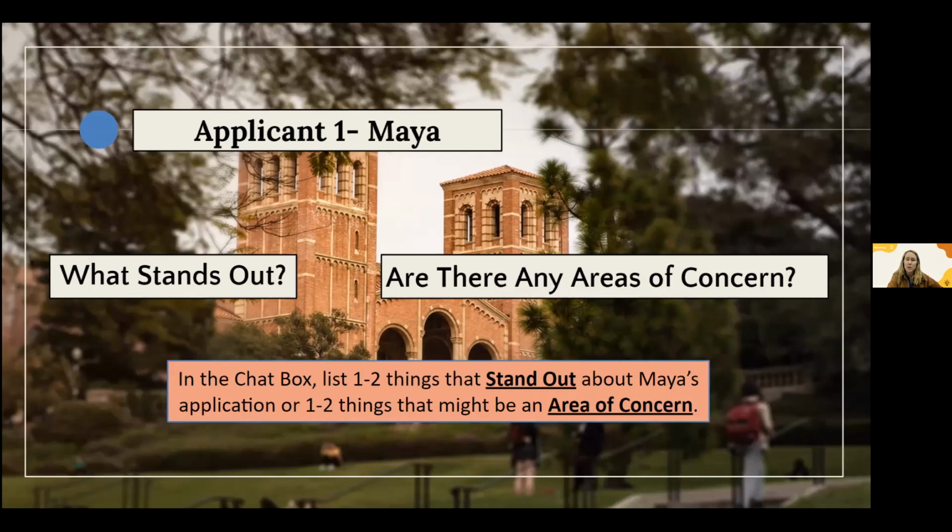Area of concern might be her GPA, so maybe on the lower end. Because again, the average GPA of a student that's admitted to this university is between a 3.6 and a 3.9. She had a 3.5, so she's just under the GPA, which maybe is a concern for the university, or maybe the other areas of her application will stand out more.